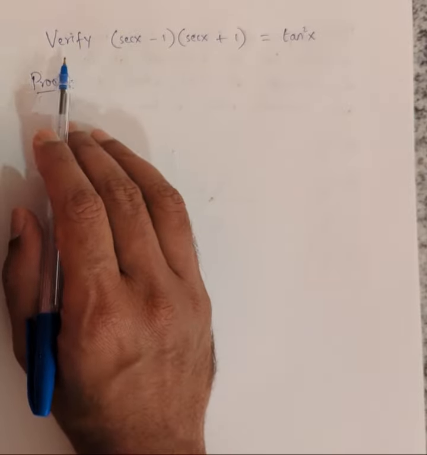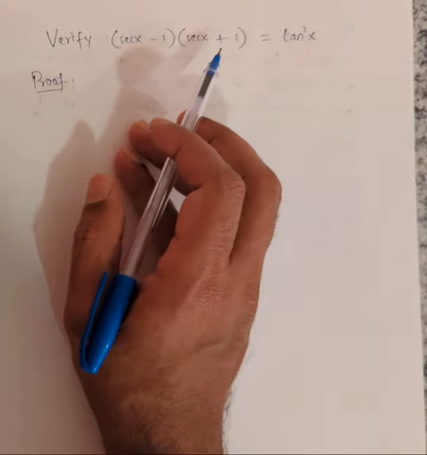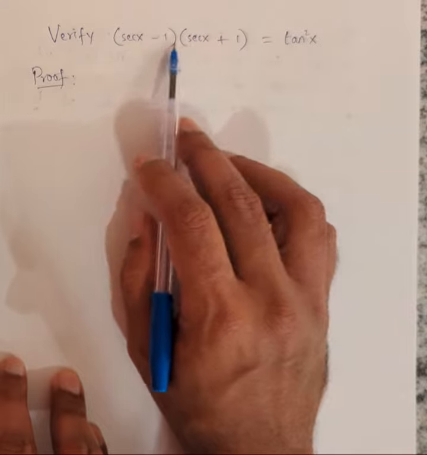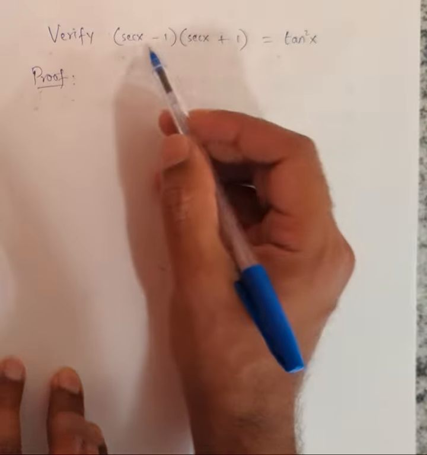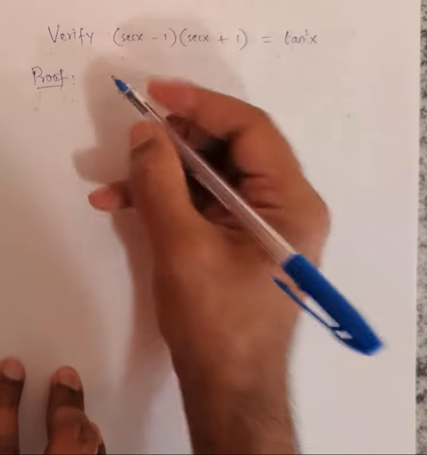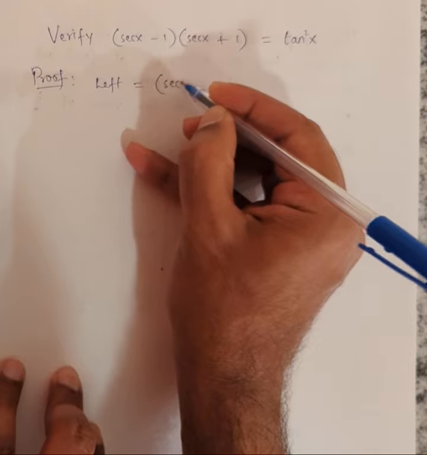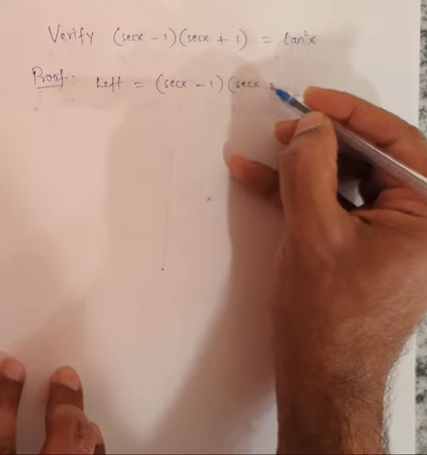Verify secant x minus 1 times the quantity secant x plus 1 equals tan square x. So what that means is you start on one side of the equation, simplify and arrive on the other side of the equation. So the left side looks like, let's copy the left side, is secant x minus 1 times secant x plus 1.